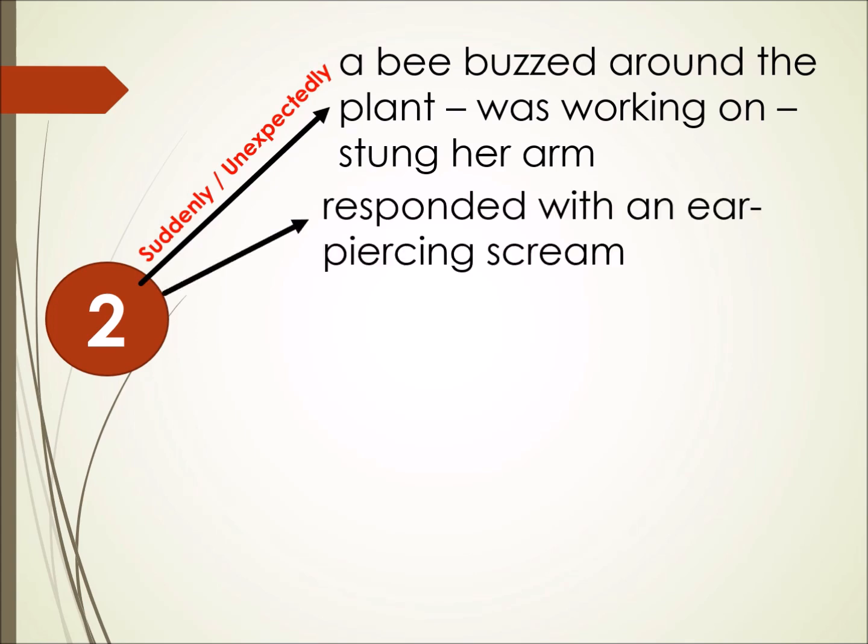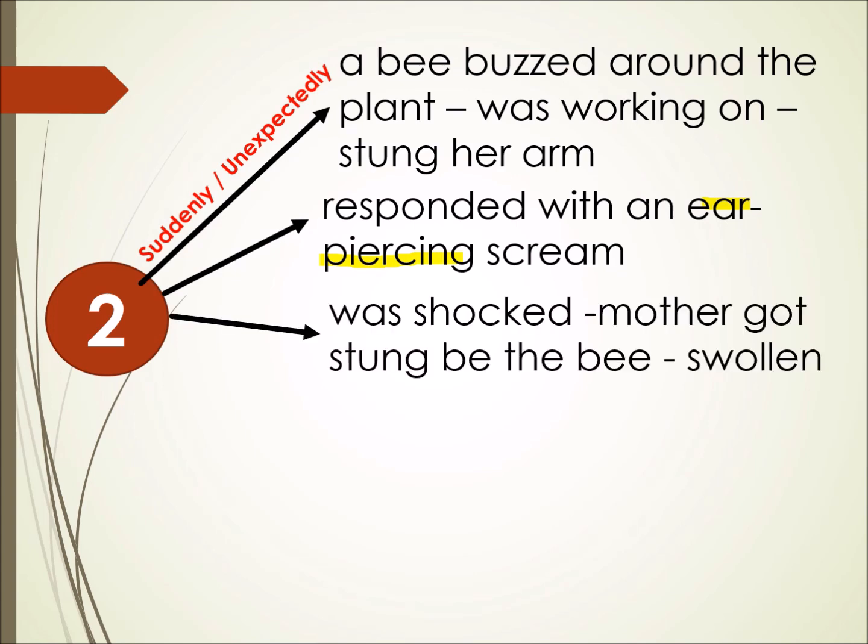Then her mother responded with an ear-piercing scream. That's the meaning. Then Anissa was shocked to see her mother got stung by the bee. Not be the bee, by the bee. Spelling error here. By the bee, and it became swollen. Can you understand?